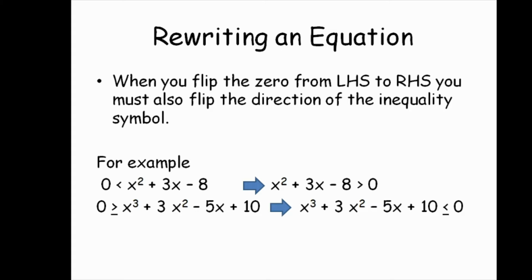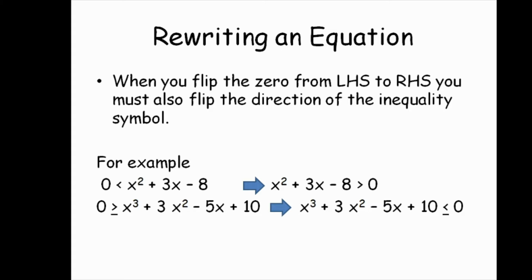Now if you are one of those people that would prefer that, the key thing to remember is if you flip the 0 from the left hand side to the right hand side, you also need to flip the inequality. So for example, if we had 0 is less than x squared plus 3x minus 8, then to flip that, it would turn into x squared plus 3x minus 8 is greater than 0.